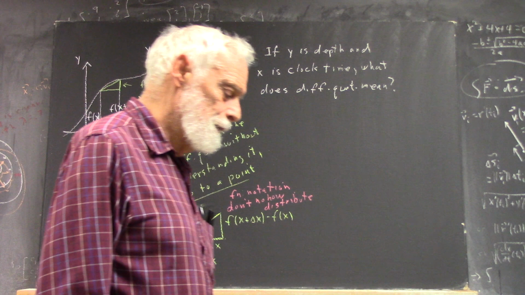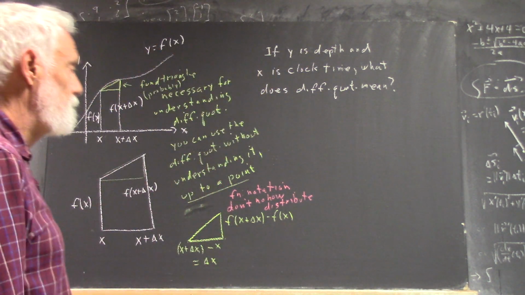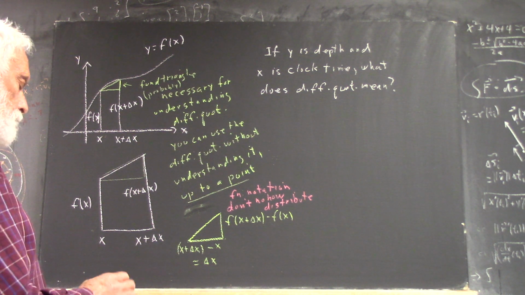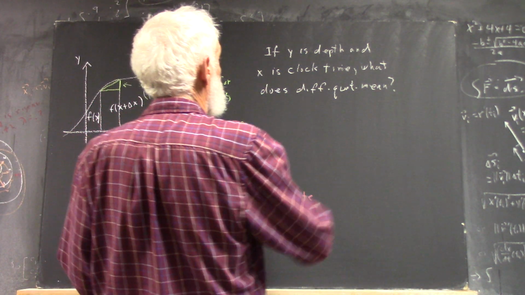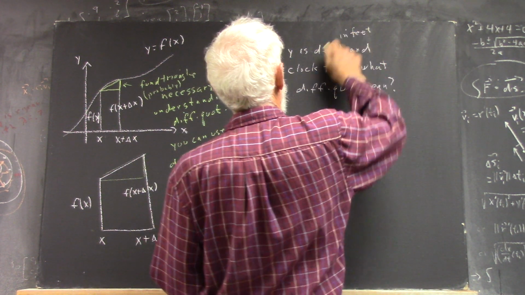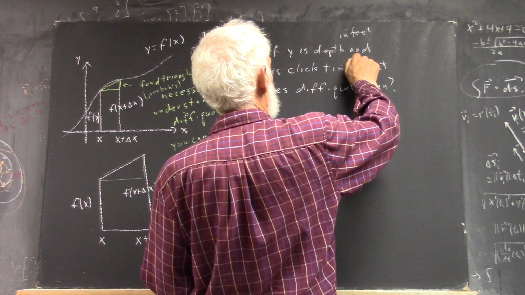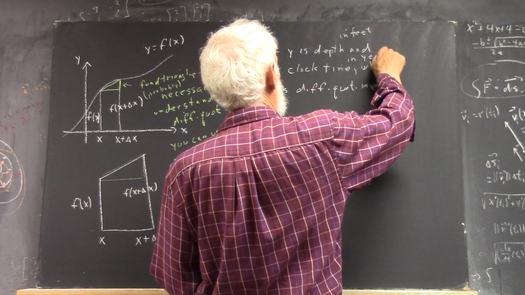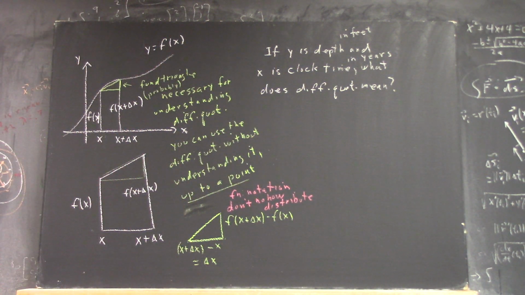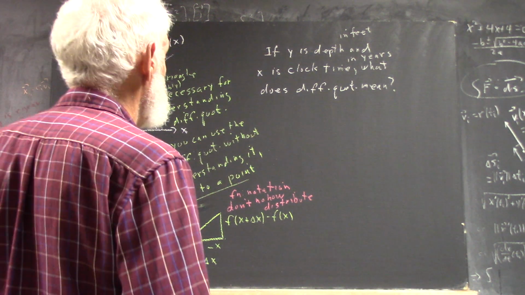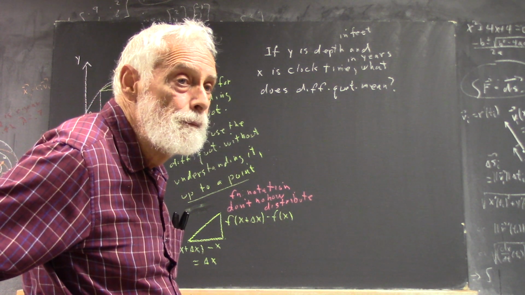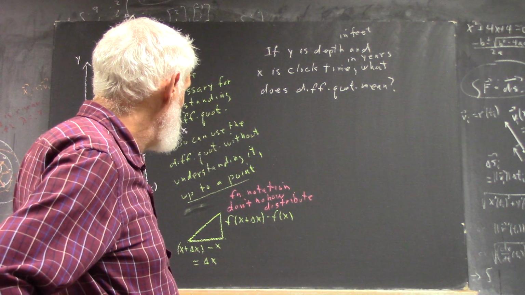Okay, but now in terms of meanings, if y is depth, let's say in feet, and x is clock time in years, what's the meaning of the difference quotient? Feet per year.